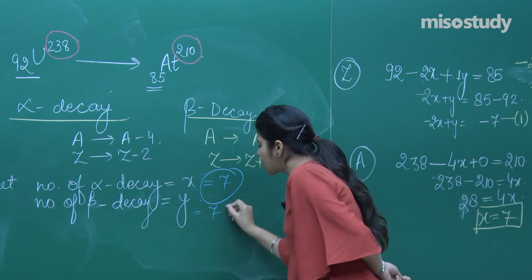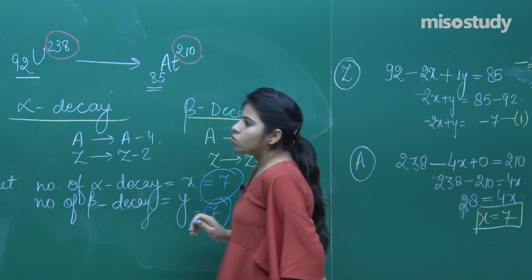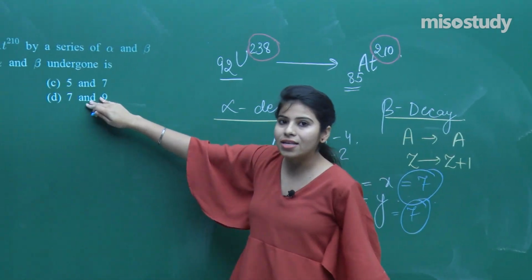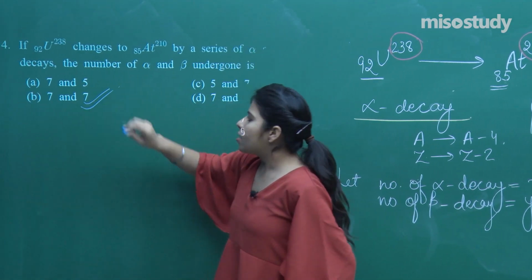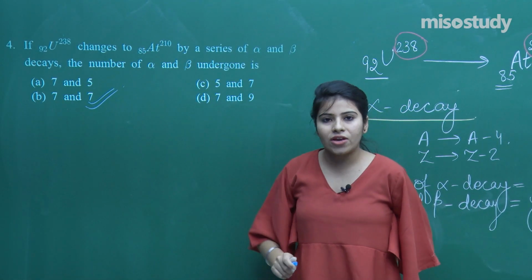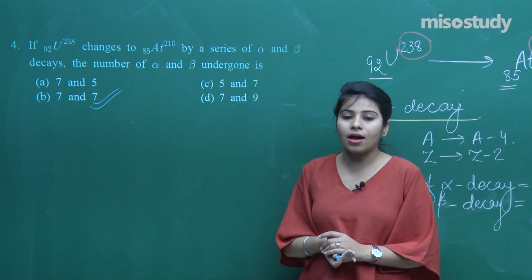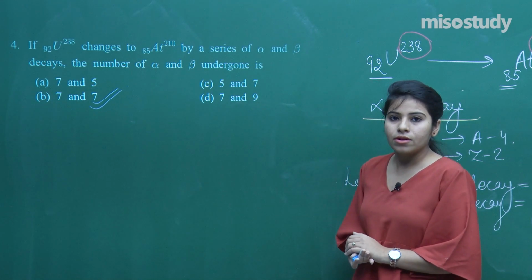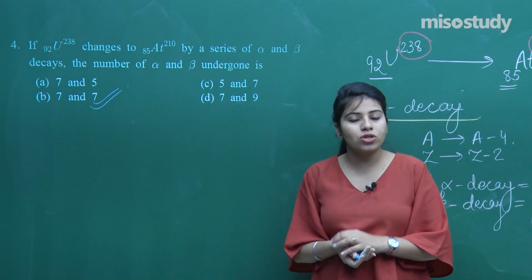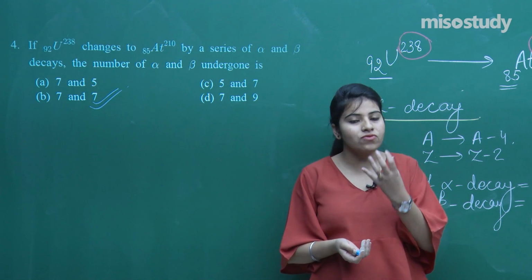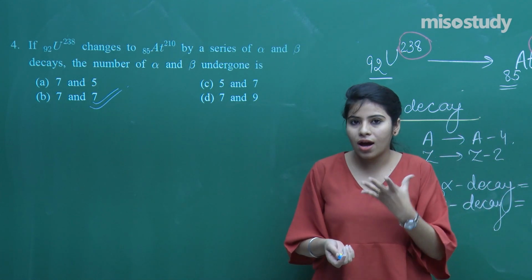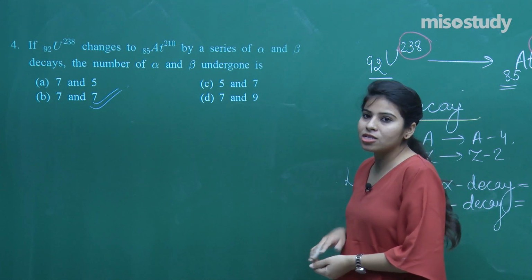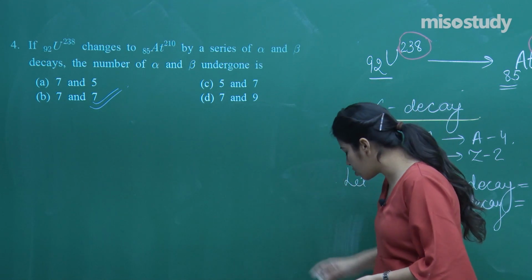Similarly, your y has come out to be 7. So now we just see the number of options. I can see that option B, that means both are 7 and 7, must be the correct answer for this question, right? So this was the way we started the question, how we proceeded, and how we reached the answer. Now let me move towards the next question, that is question number 5.